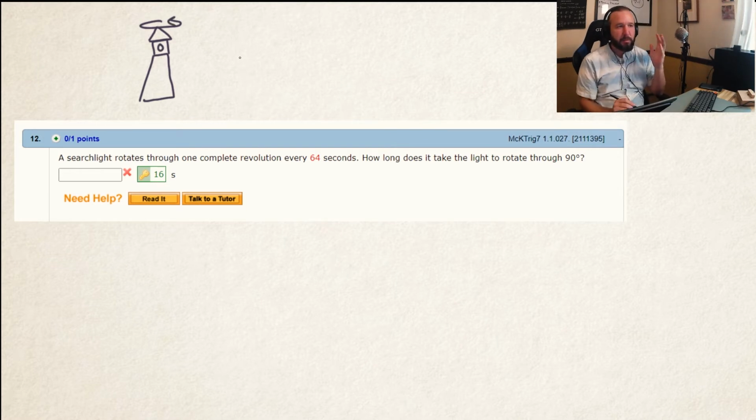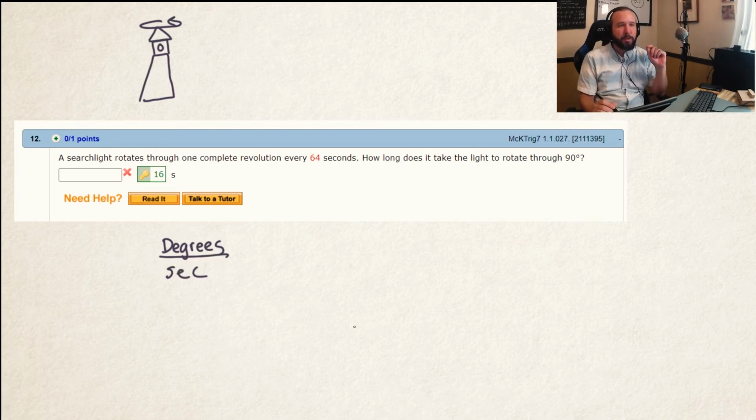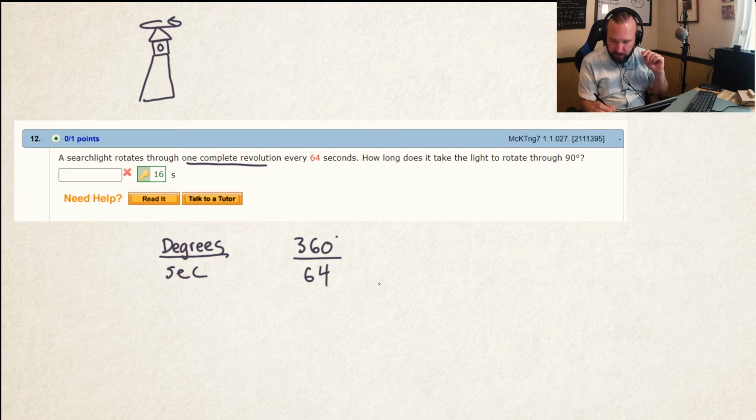I'm going to use proportionality to solve this problem. The searchlight rotates through one complete revolution every 64 seconds. So I'm going to do degrees per second and set up a proportion to figure out how long it rotates through 90 degrees. So it completes one revolution every 64 seconds. So one complete revolution, that's 360 degrees, every 64 seconds.